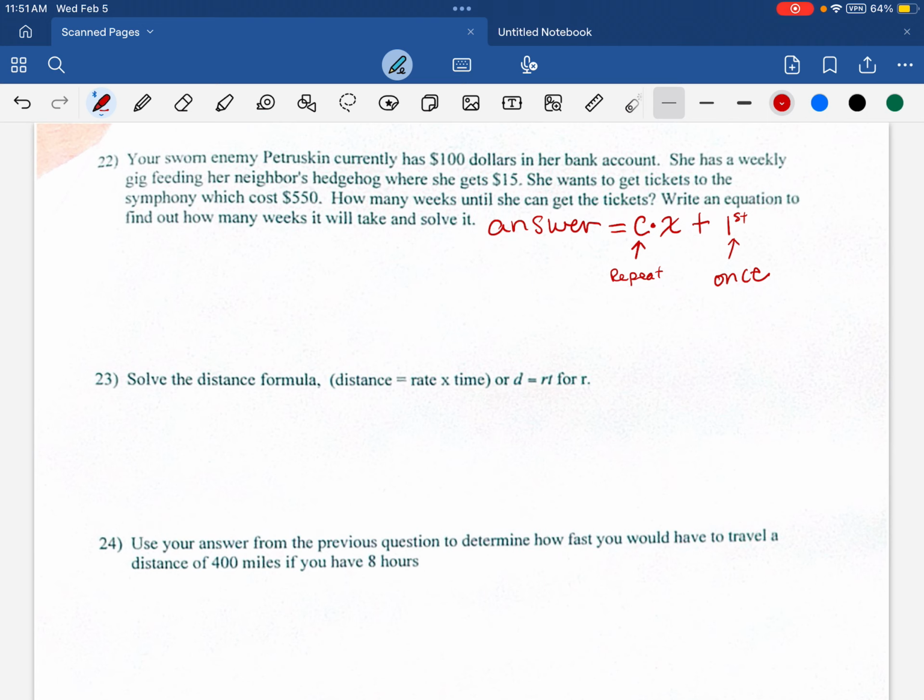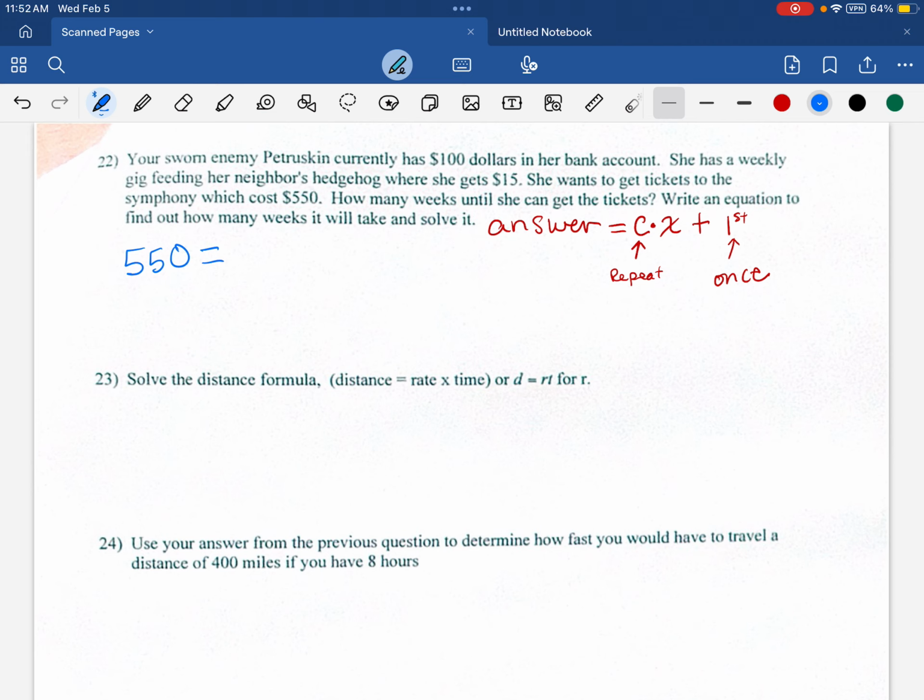Alrighty, so let's jump into this. First things first, if I look over this, we've got $100 in her bank account to start. Every week, she gets $15 more. And the total that we need to get to is $550. Okay, so far, not too bad. 550 seems to be the answer to me because that's the total number that we are trying to get to. So I'm going to say 550 is my answer.